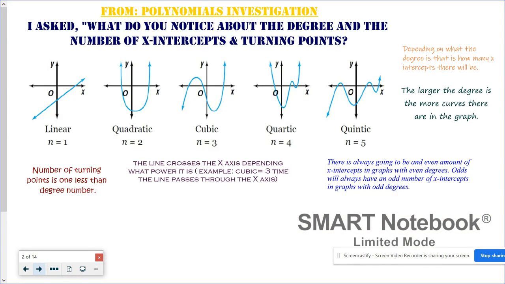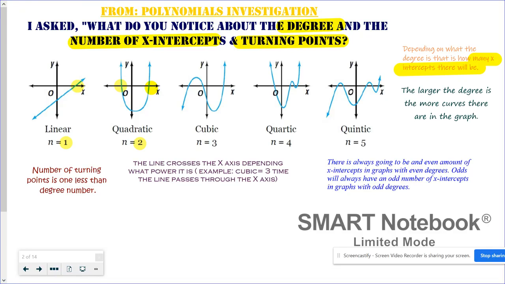And so in the polynomial investigation, I gave you these 5 graphs here. And I asked you, what do you notice about the degree and the number of x-intercepts and turning points? These are some of your responses. So it says, depending on the degree is how many x-intercepts there will be. So when the degree is 1, there's 1. When the degree is 2, there's 2, and so on.